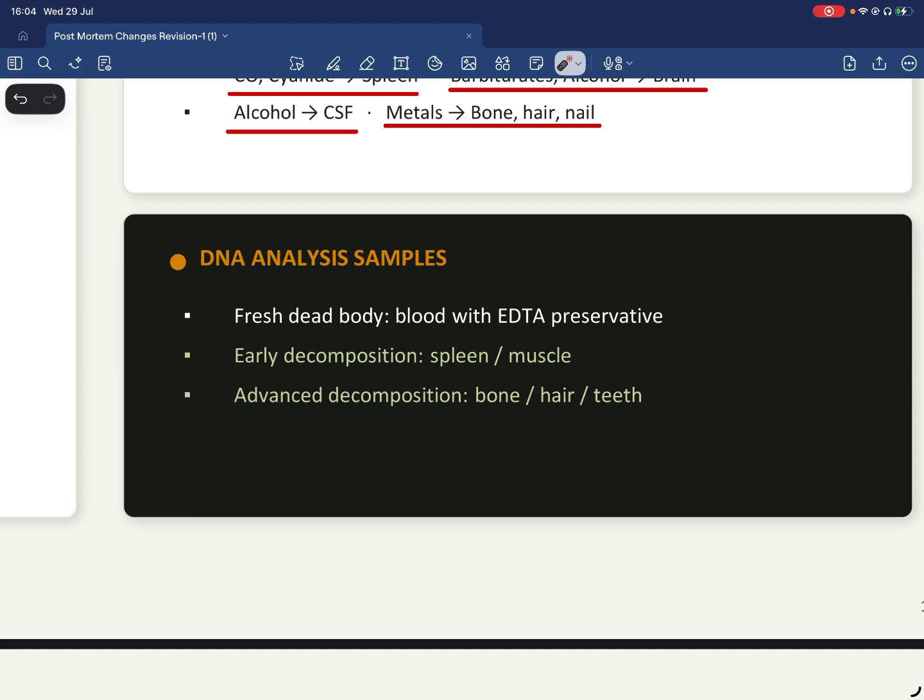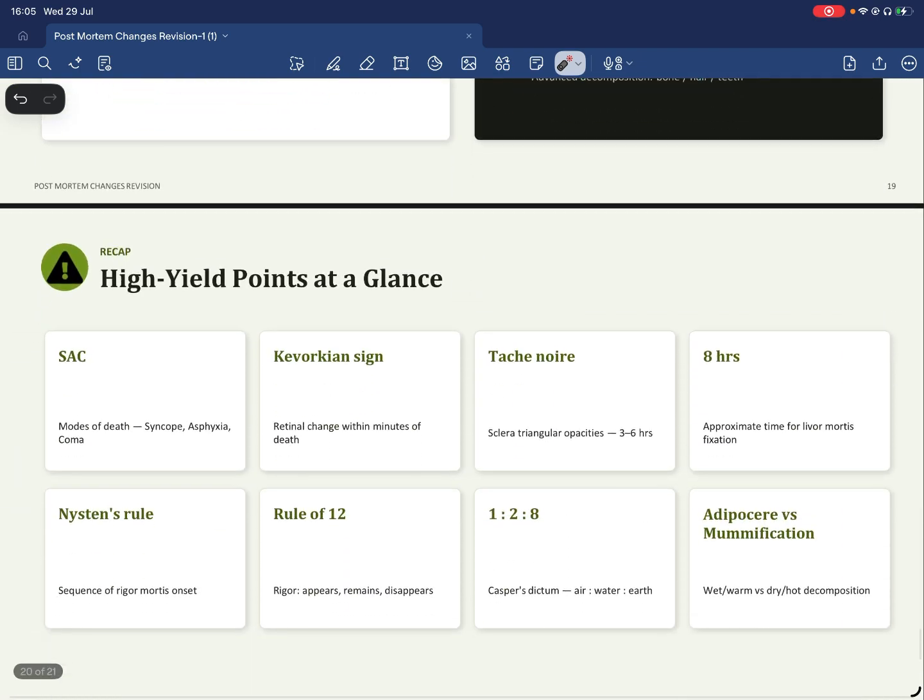DNA analysis samples. In a fresh dead body, blood with EDTA preservative is used. In early decomposition, spleen or muscle is used. In advanced decomposition, bone, hair, and teeth are used.